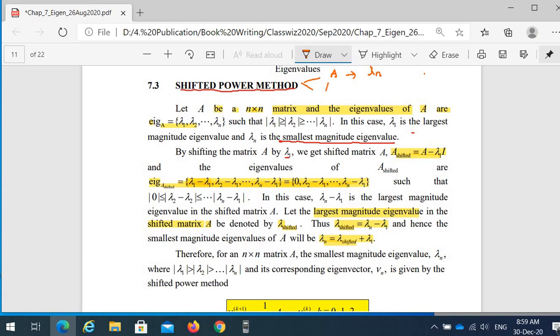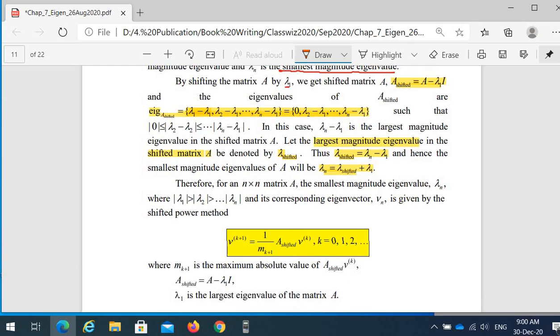Now we use the power method on A shifted. We get the maximum magnitude eigenvalue, which is lambda n minus lambda 1, denoted as lambda shifted. Once you get that, lambda n will be lambda shifted plus lambda 1, which is the smallest eigenvalue. Why do we call it the shifted power method? Because we apply A shifted in the power method.